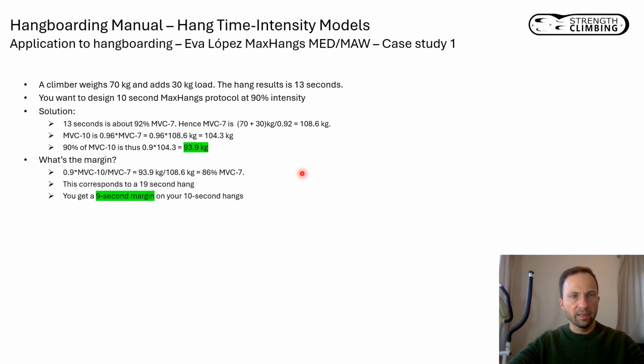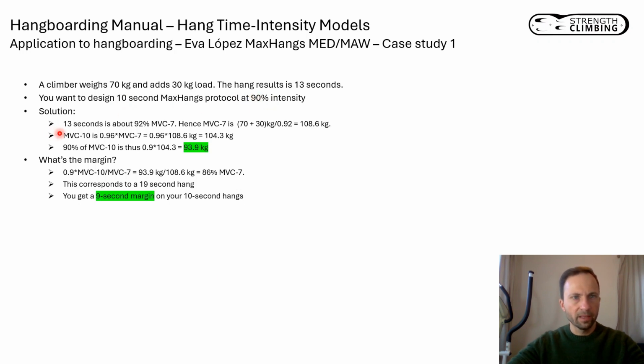Now let's use the model that we have discussed just before to solve some case studies related to Eva Lopez MaxHangs. So in our first example, a climber weighs 70 kilograms and adds a 30 kilogram load to the harness. The test hang is 13 seconds. And now we want to design a 10-second MaxHangs protocol at 90% intensity. 90% relative to the 10-second max.